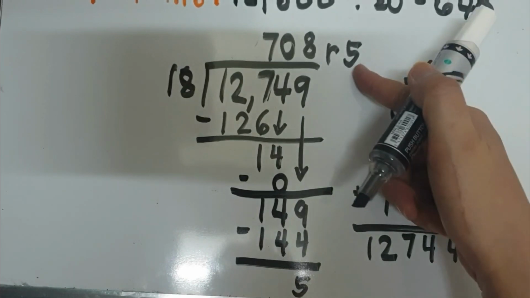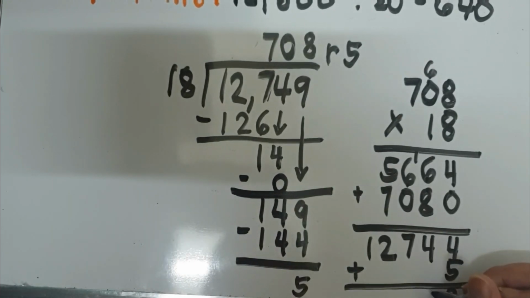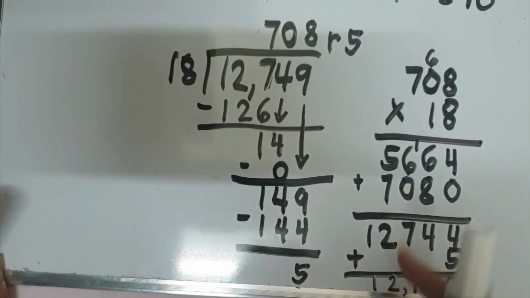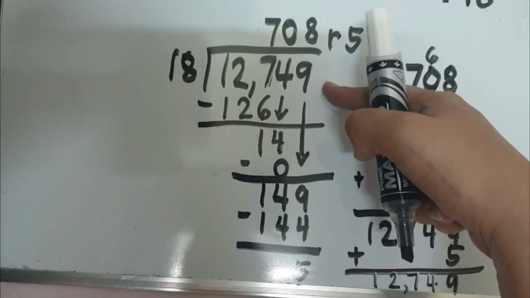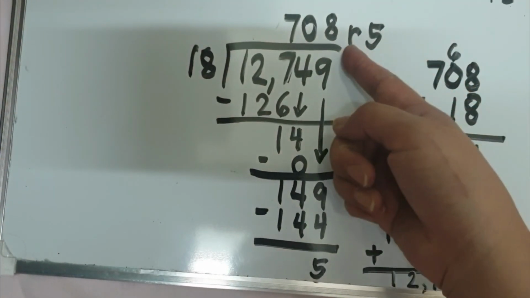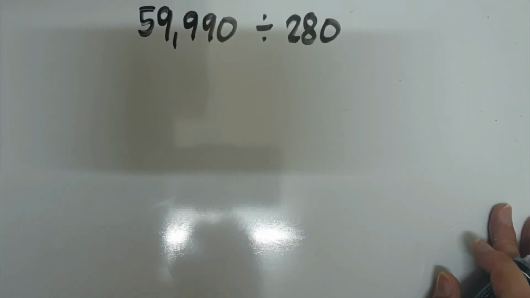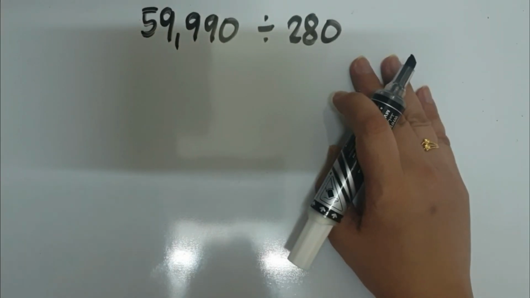Now, don't forget that we have a remainder, 5. So, you are going to add that in your answer here. So, that will give you 9, 4, 7, 2, and 1. So, that is 12,749, which is the same with our dividend. If that happens, that means your answer is correct. Now, this is the way on how to write the remainder using R. For this example, we will write the remainder as a fraction if there is any remainder.